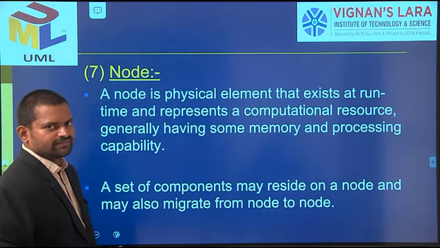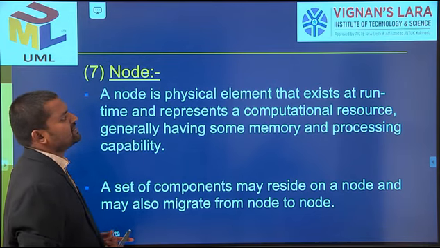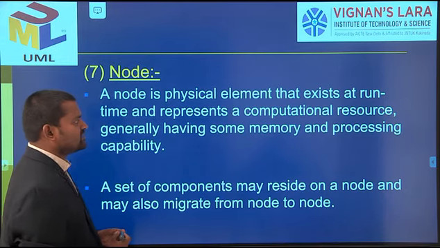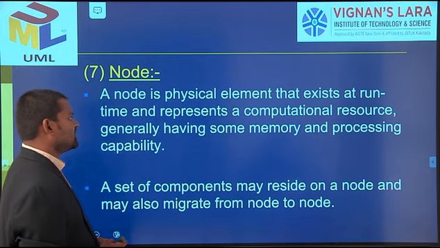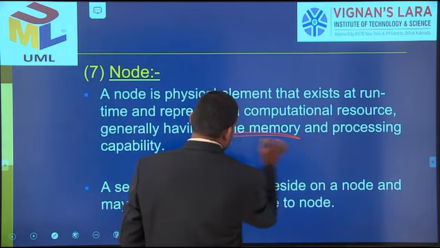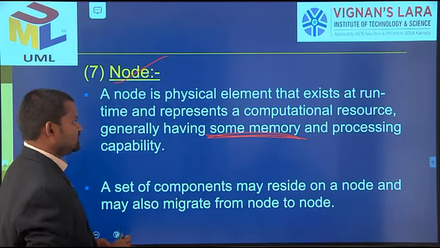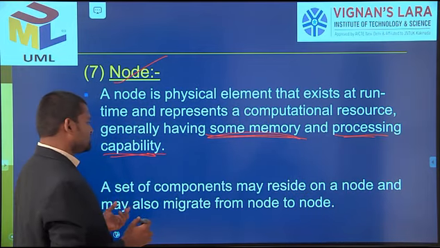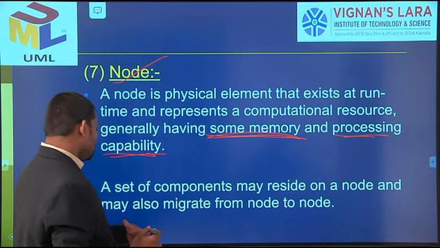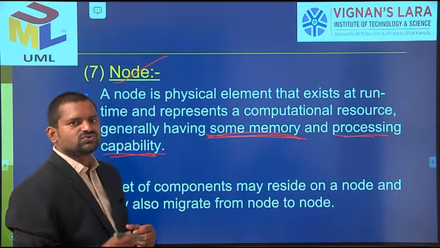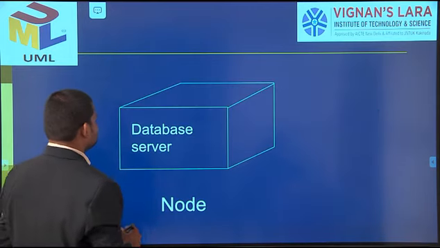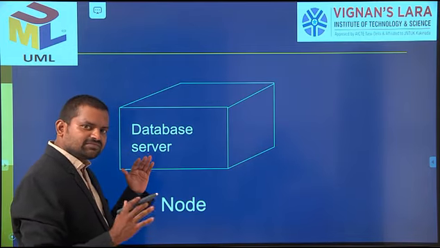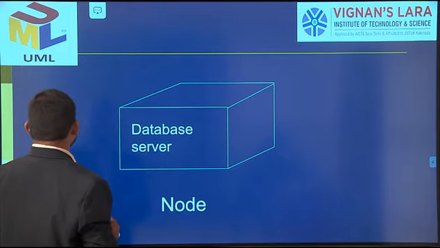Last one is the node. A node is a physical element that exists at runtime and represents a computational resource. Generally it has some memory and also processing capability. A set of components may reside on a node and may also migrate from one node to another. This is the symbol of the node, which has processing capability and some memory.